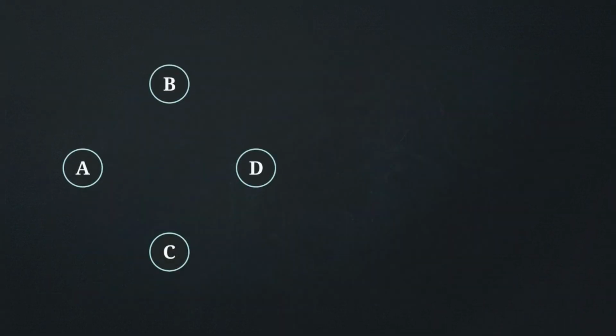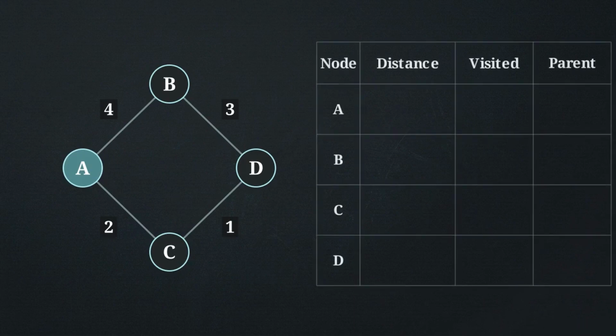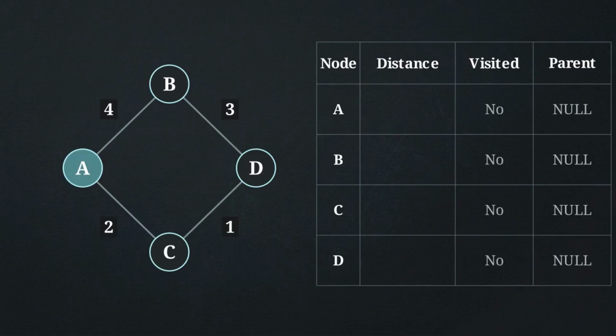This is a 4-node graph. We'll set node A as our starting point, with weighted edges leading to B, C, and D. To keep track of our progress, we set up 3 tables: distance, visited, and parent. We initialize the algorithm by setting our starting node's distance to 0. The distance from node A to node A is 0.